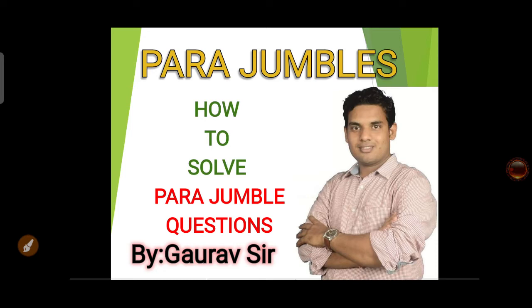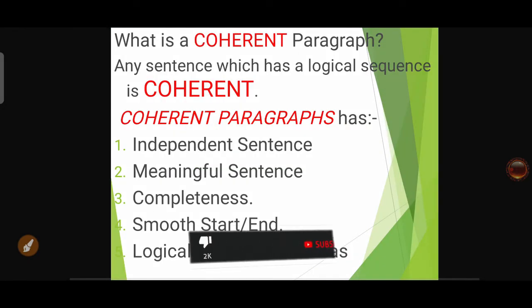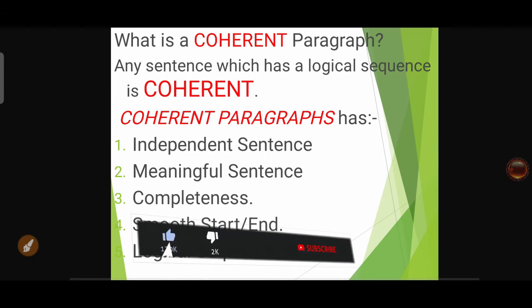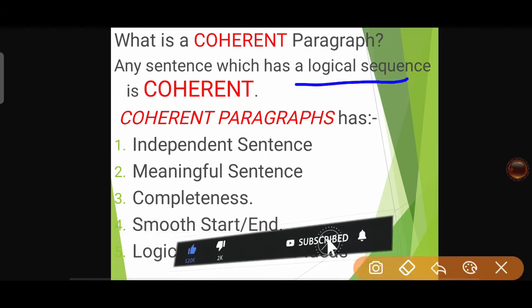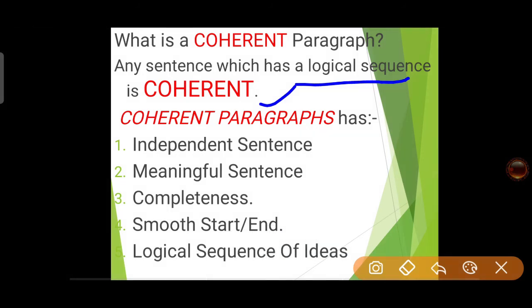The first, we have to think about coherence. What does the word coherent mean? Coherent means any sentence which has a logical sequence. Whenever you are thinking about a passage or a paragraph, the sequence of that passage or the events should be in a coherent manner.